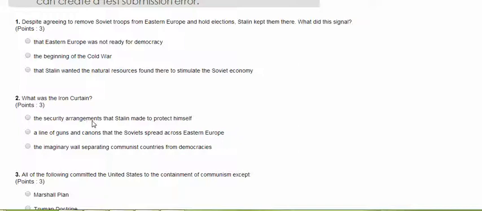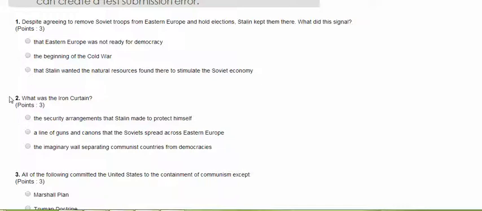Our first multiple choice question is, despite agreeing to remove Soviet troops from Eastern Europe and hold elections, Stalin kept them there. What did this signal? That Eastern Europe was not ready for democracy, the beginning of the Cold War, or that Stalin wanted natural resources found there to stimulate the Soviet economy.